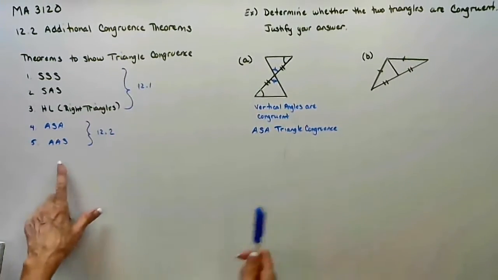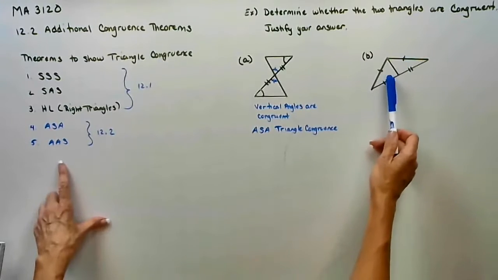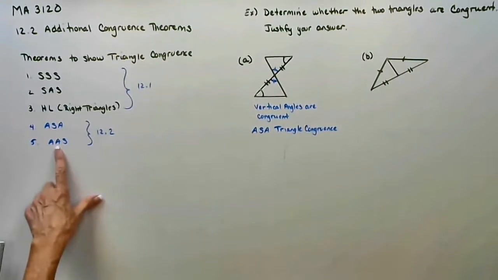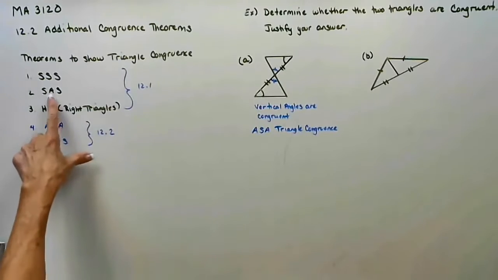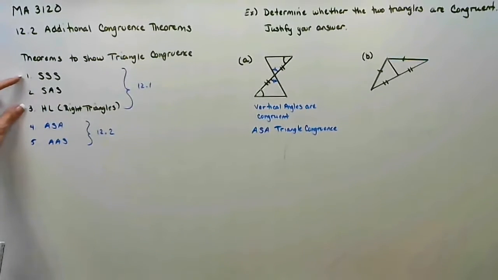So I have no angles that are given. I didn't give you a single angle. So this one's out, this one's out, this one's out. So the only two that potentially could be are side, side, side, or hypotenuse leg.